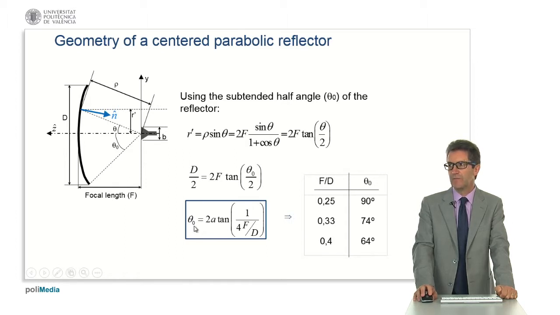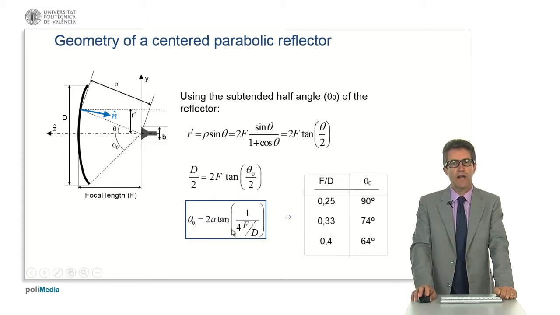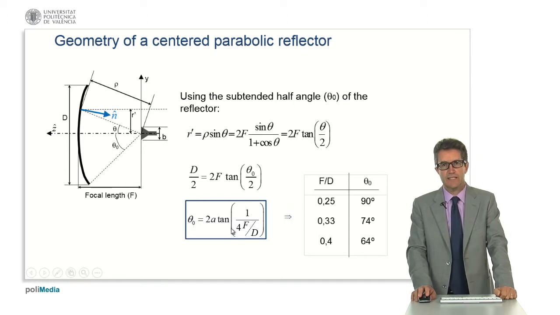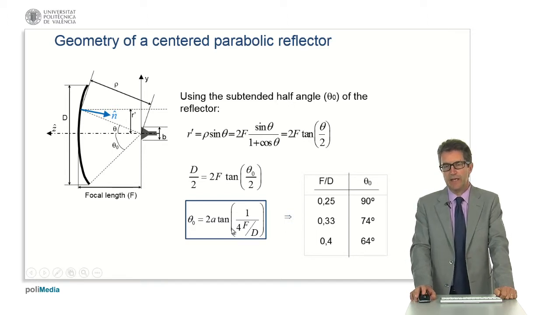half angle theta sub O and the ratio f over D, which is the well-known focal length over diameter, which typically defines a reflector antenna when we have to select it from a given feed antenna. Or if we have defined the f over D parameter, then we have to design the appropriate feed antenna.